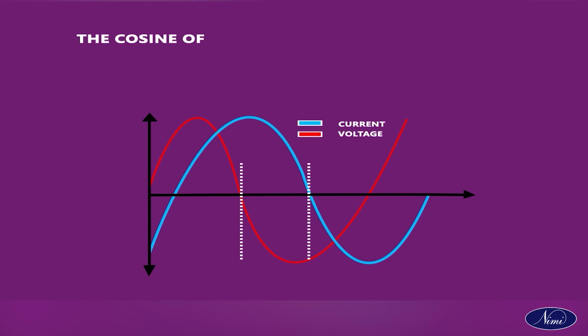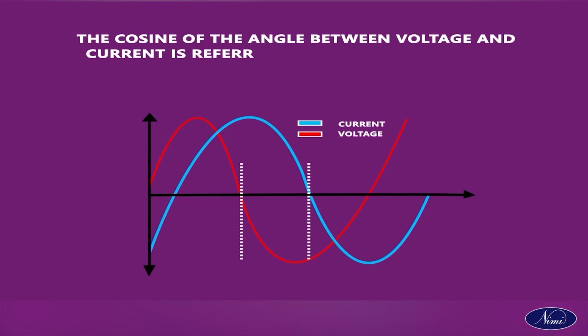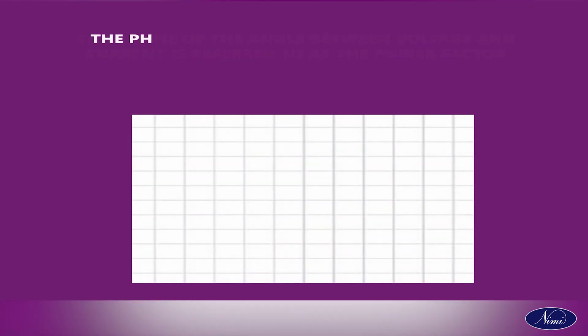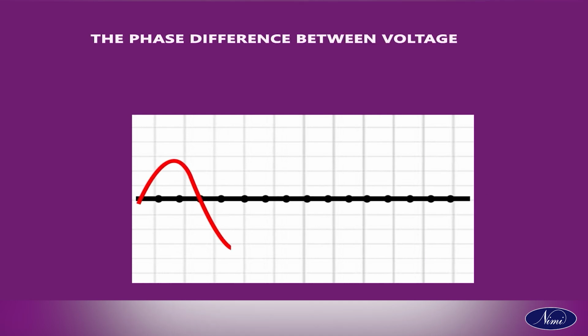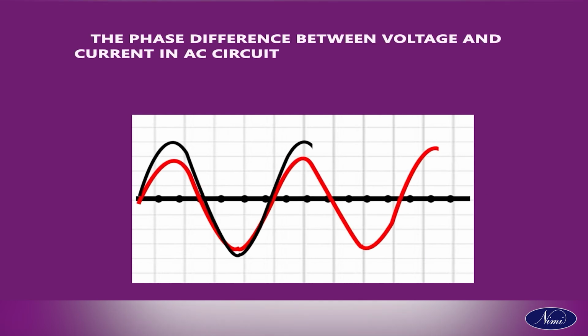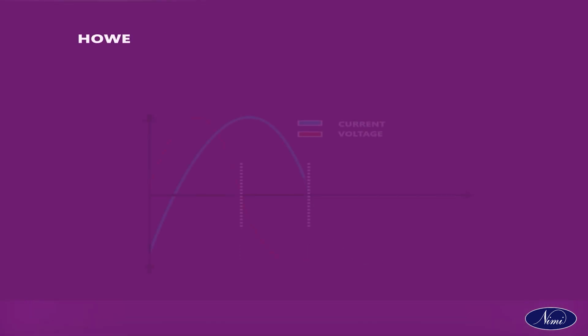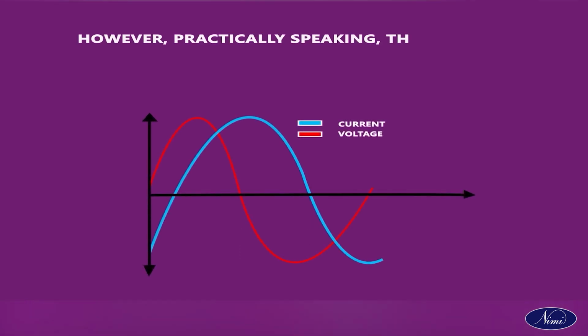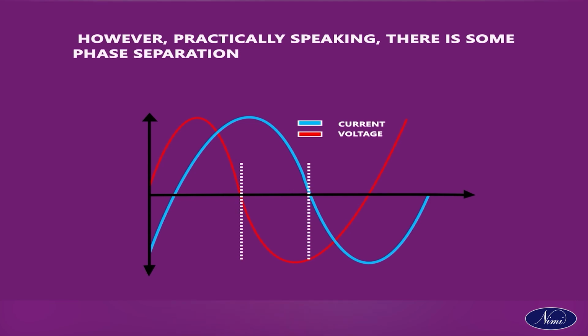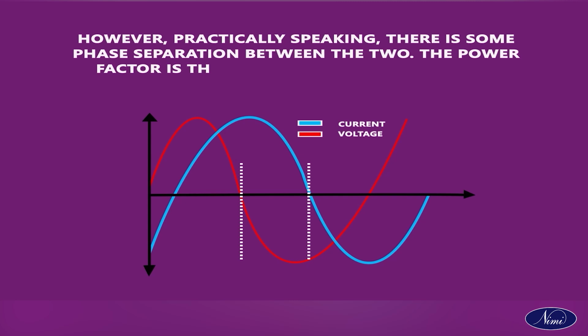The cosine of the angle between voltage and current is referred to as the power factor. The phase difference between voltage and current in AC circuits should ideally be 0. However, practically speaking, there is some phase separation between the two. The power factor is the cosine of the phase difference between the two.